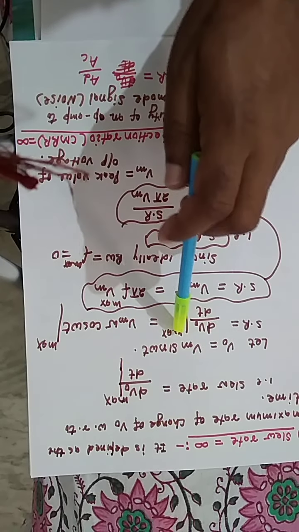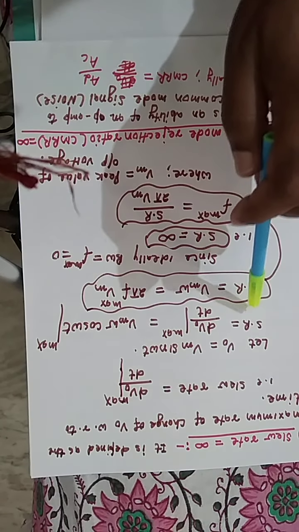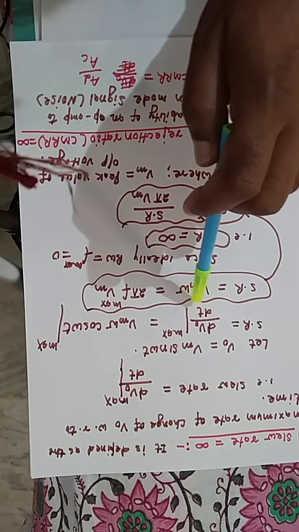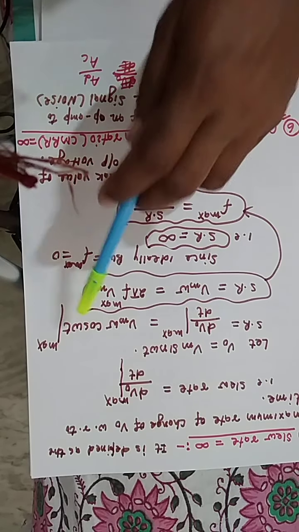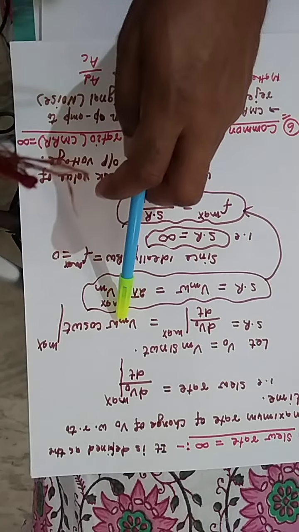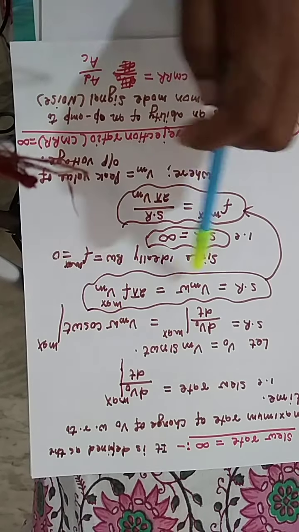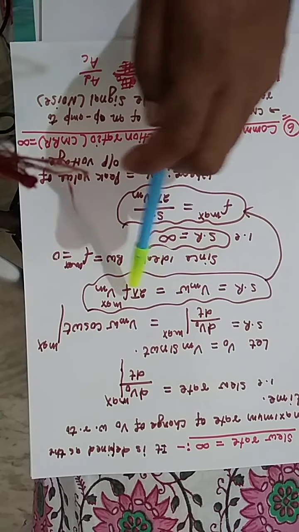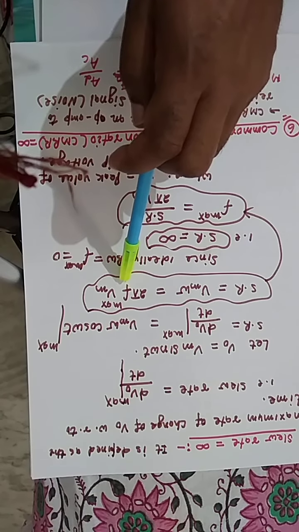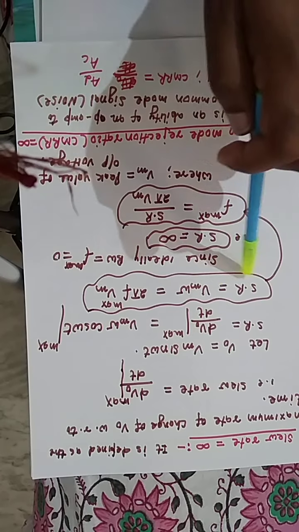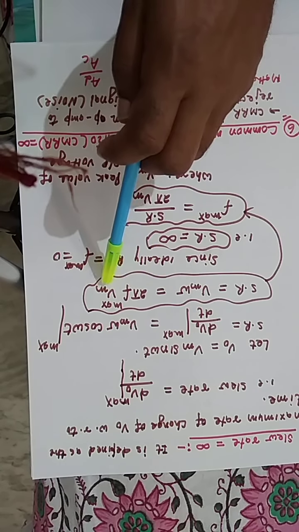Suppose output voltage is Vm sin omega t. Then as per definition, dV output by dt maximum value should be the slew rate, that is Vm omega cos omega t maximum value. The maximum value of this function will be Vm omega, and omega is 2 pi f, and f should be maximum. This means slew rate is equal to 2 pi f max Vm.